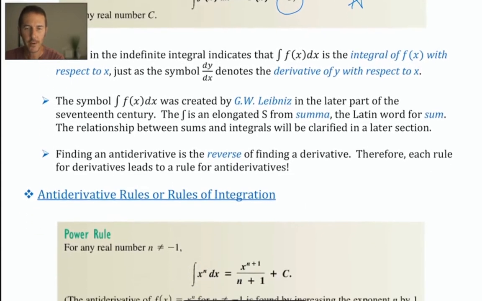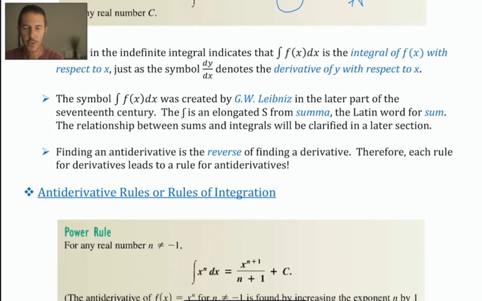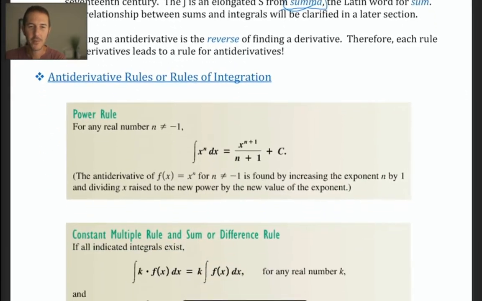That goofy looking stretched out S symbol is indeed a stretched out or elongated S. It's from the word summa, which is Latin for the word sum, and this symbol was created by Leibniz, a mathematician and philosopher. And as it says, the relationship between sums and integrals will be clarified in a later section. Indeed, we will be summing a bunch of stuff. In fact, we will be adding infinitely many things that are remarkably close to 0. And when we add them all up, they'll equal something definitive. We'll get there.